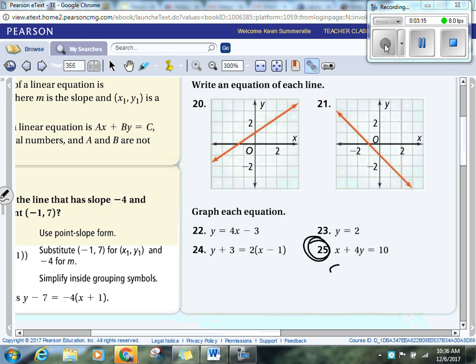So I'm going to make x equals 0. And then I'm going to replace this for y equals 10. I want to get the y by itself, so I need to divide both sides by 4. And then you're going to get your answer.